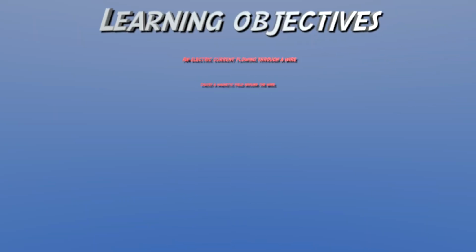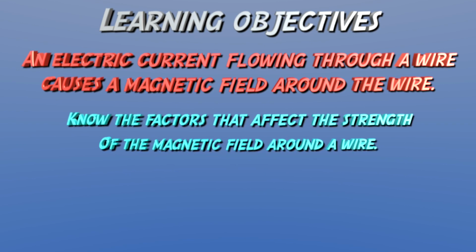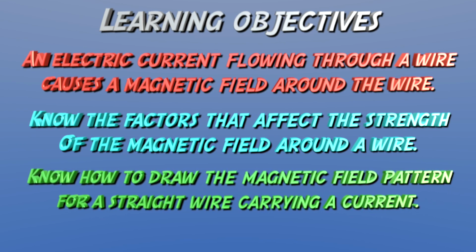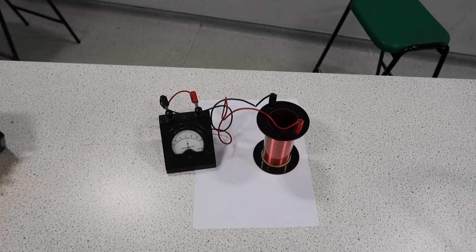I'm going to teach you about electromagnetism. Learning objectives. An electric current flowing through a wire causes a magnetic field around the wire. Know the factors that affect the strength of the magnetic field around the wire. Know how to draw the magnetic field pattern for a straight wire carrying a current.